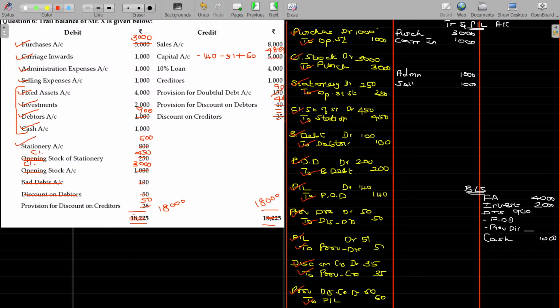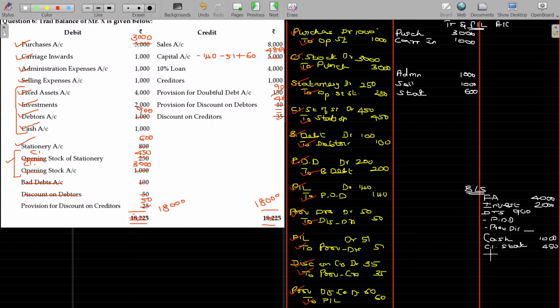What about stationery? Stationery and expenses should be debited to P&L account. Consumption of stationery 600. And closing stock of stationery, closing stock, and provision for discount on creditors. First of all, we will finish closing stock of stationery and closing stock. Both are assets, posted in the asset side of the balance sheet. Closing stock of stationery, the value being 450.